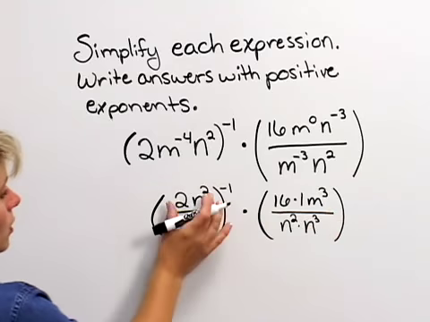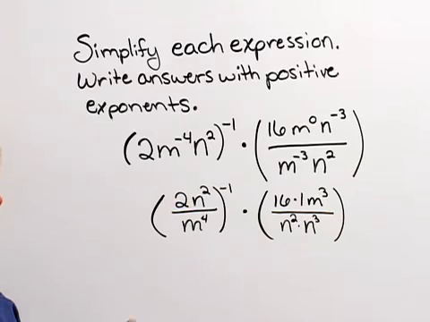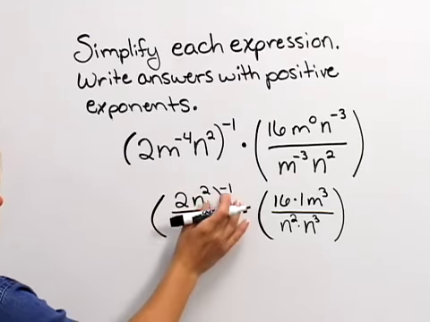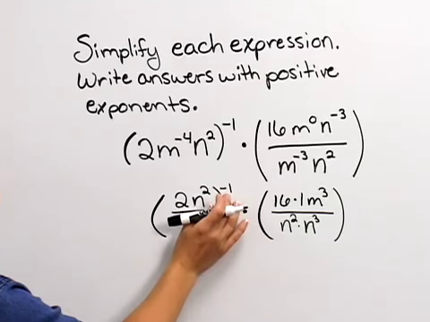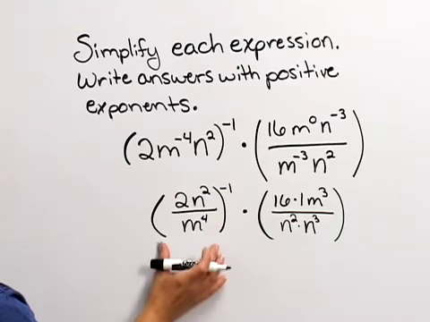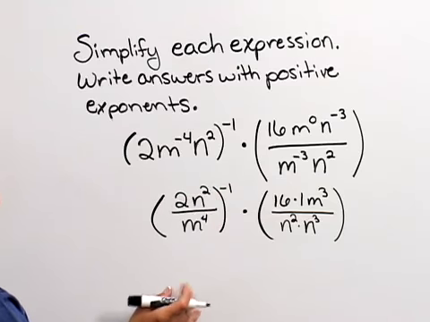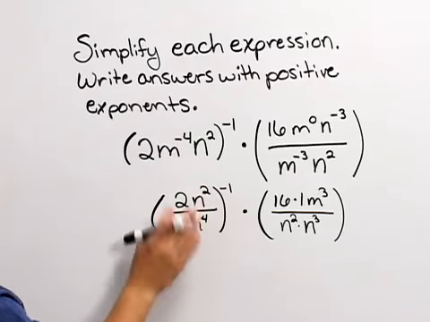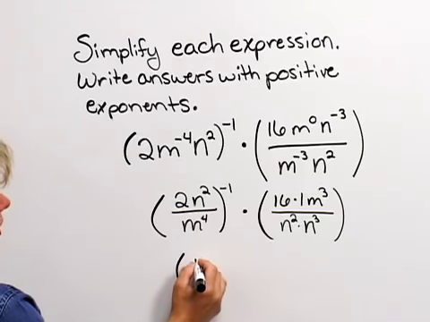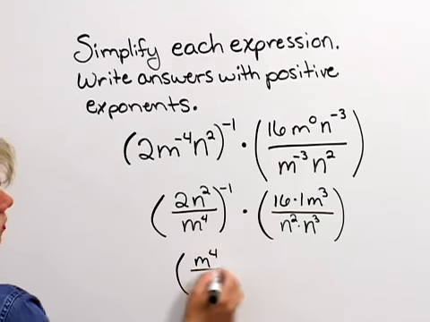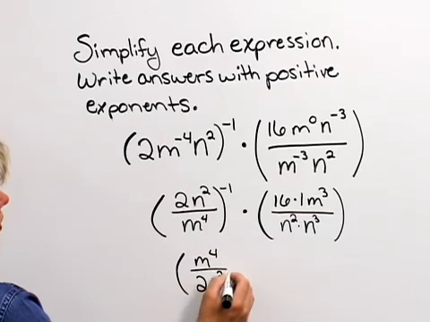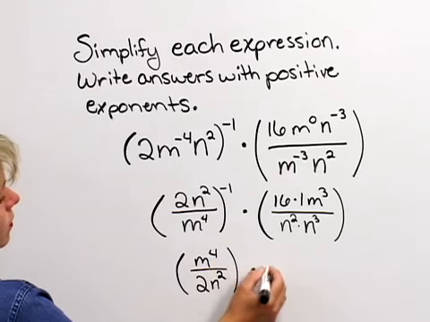Now notice inside the parentheses we do not have any negative exponents. We can, however, simplify this farther before we multiply because we have a negative exponent on the outside of the parentheses. Since that entire quantity is raised to the negative 1 exponent, we can take the reciprocal to make that a positive 1, which you do not have to write. So we now have m to the fourth over 2n squared to the positive 1.